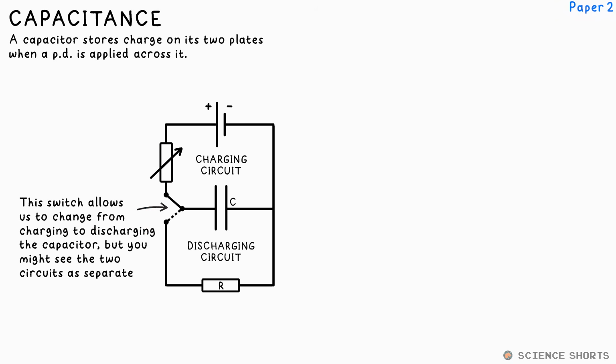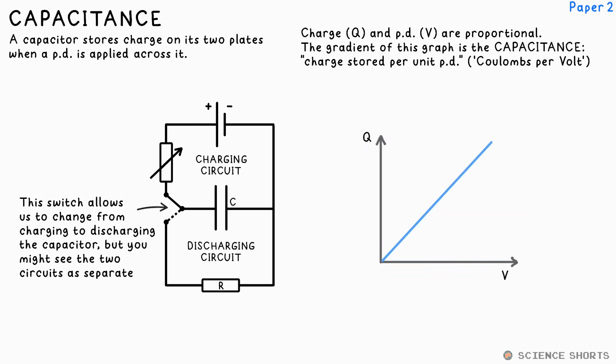A capacitor is a device that stores charge and therefore energy if a PD is applied across it. Double V and Q doubles, so they are proportional. The gradient of this graph is the capacitance of the capacitor, which tells you how many coulombs of charge are stored per volt. This has the unit farad. The equation is therefore Q equals VC.